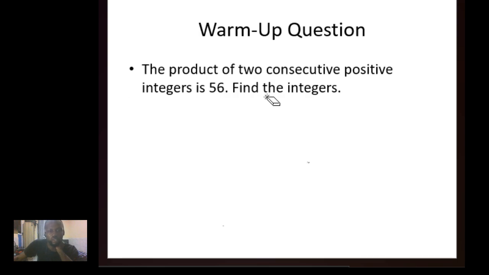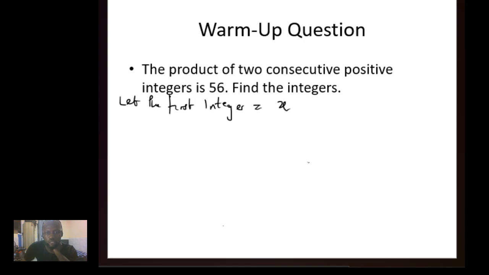So first, let's look at this question and try to find out what kind of equation this question will lead to. After we find out what it leads to, then we solve it. So this question goes like this. You are told in the question that the product of two consecutive positive integers is 56. Find the integers.